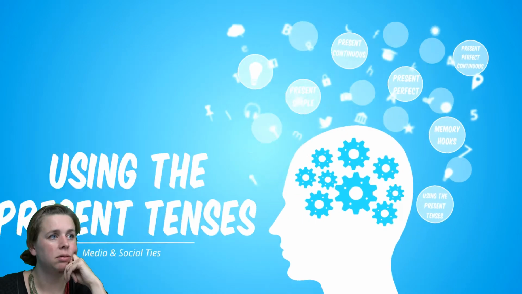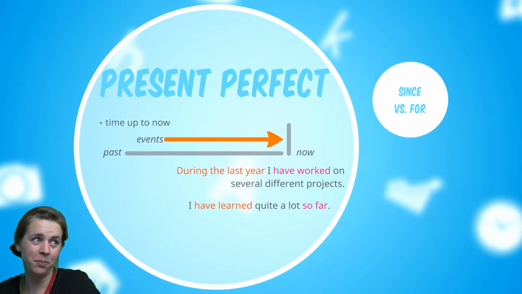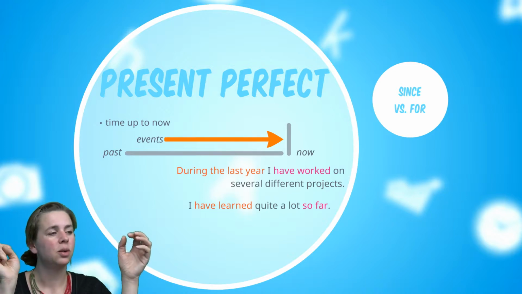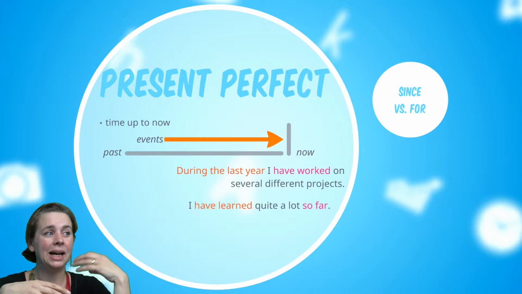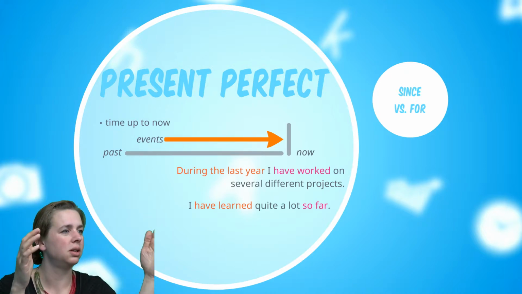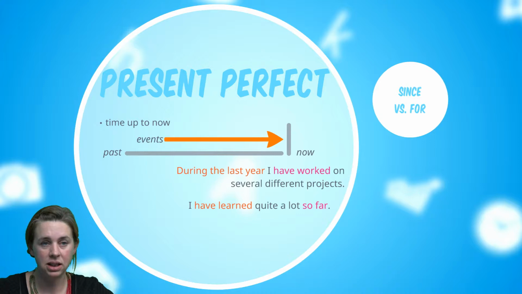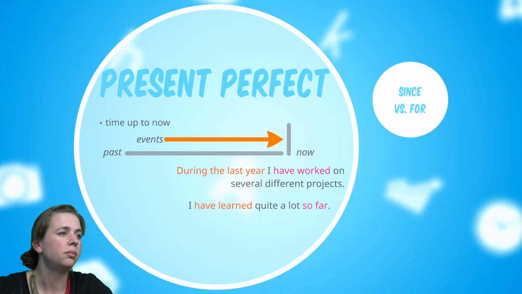Okay? Yes. Good. So, we're halfway through already. So, present perfect, and this is the tense where it's important that you want to state something that has started in the past and is moving until now, okay? Or the other way around, like the arrow, okay? So, during the last year, I have worked on several different projects, okay? The year has ended, you have finished those projects. It was a process in the past, okay? And then I have learned quite a lot so far. So maybe from the beginning of your training up until now, I have learned quite a lot so far, okay? So all this way, that's a present perfect.